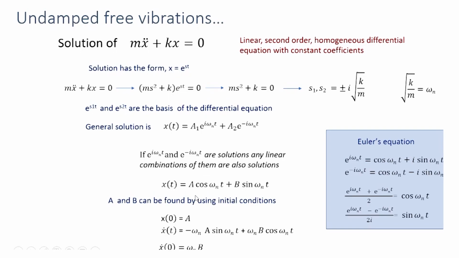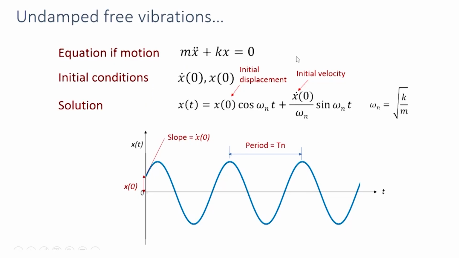Now similarly we can find constant b using the initial velocity. So differentiate it, you'll get this, and substitute the value of velocity at time equal to 0. We will get the initial velocity is equal to omega n multiplied by constant b. So now we have solved this equation. We know the general form of the solution, and we know the constants also. So this is our equation of motion, and we have our initial conditions.